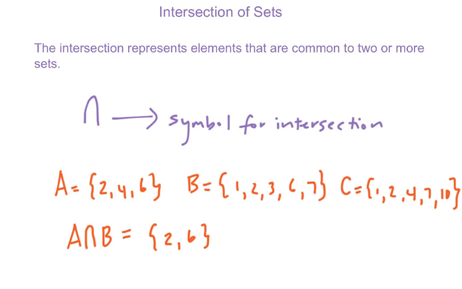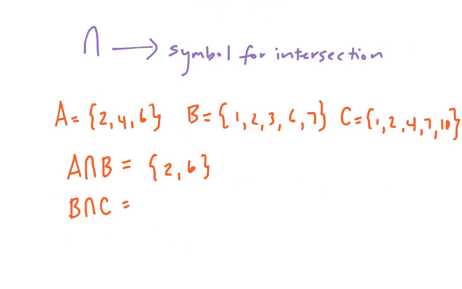The second part of our example asks us to find the intersection between the sets B and C. So that means that we're looking for the elements that are common to set B and set C. We're going to write that as B intersect C. And if we're looking at sets B and C, we're looking for elements that are in both of these sets, and that will be 1, 2, and 7. So therefore, B intersect C is going to be the set that contains elements 1, 2, and 7.